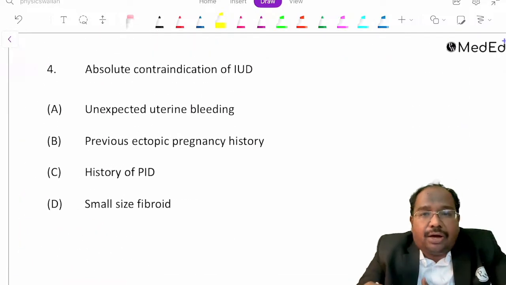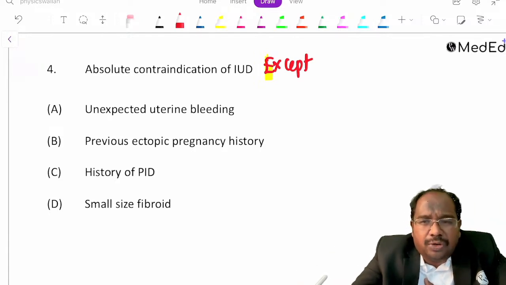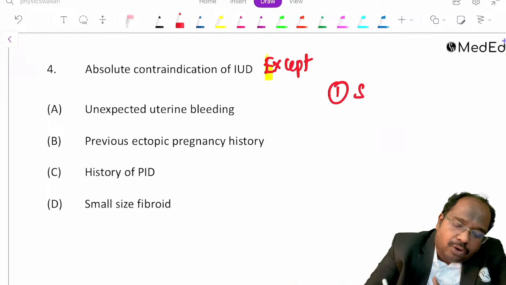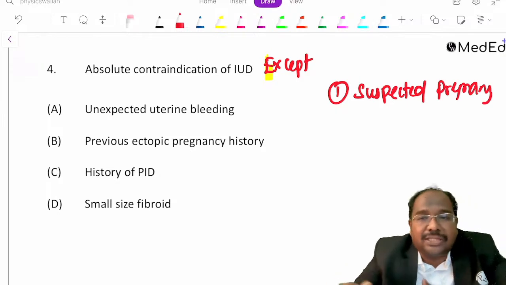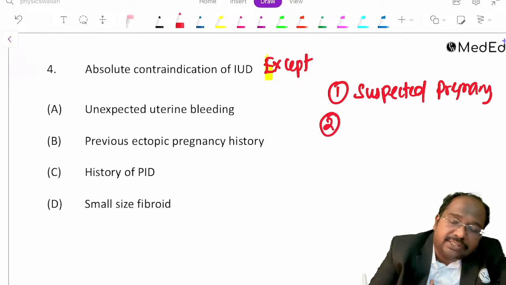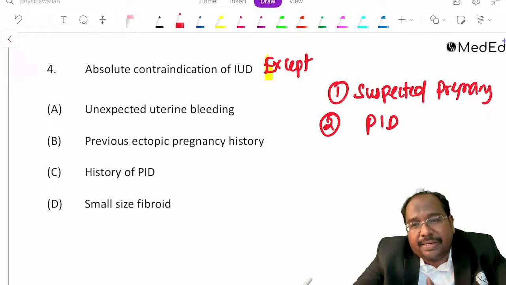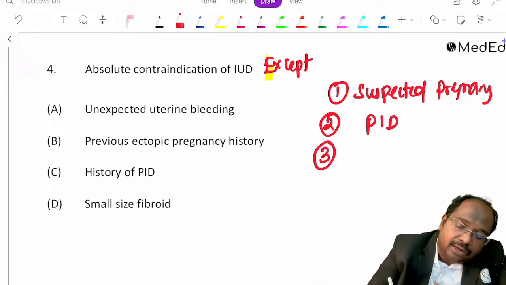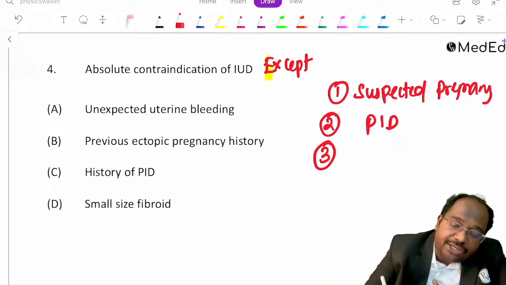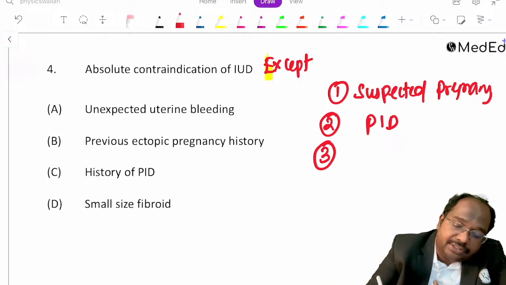Absolute contraindications of IUCD are all except, should come here. What are the absolute contraindications? One is suspected pregnancy. Suspected pregnancy is a contraindication, guys. Second, PID. PID is a contraindication. Third, hemorrhage: vaginal hemorrhage or vaginal bleeding of unknown etiology.